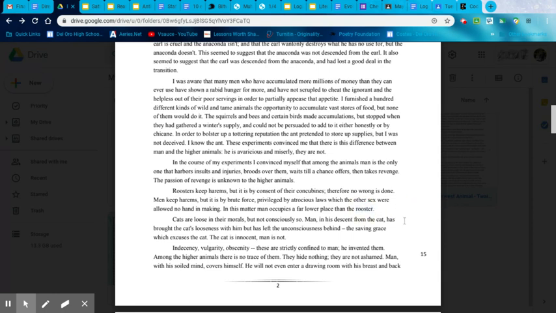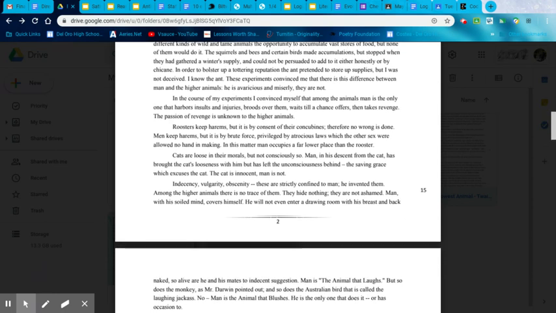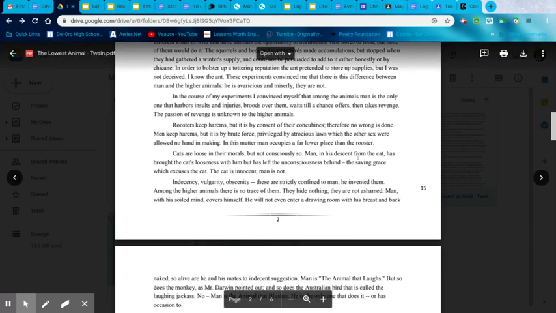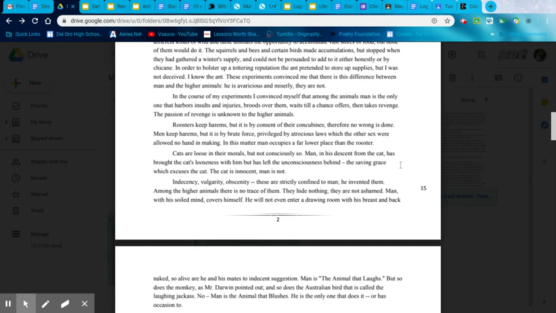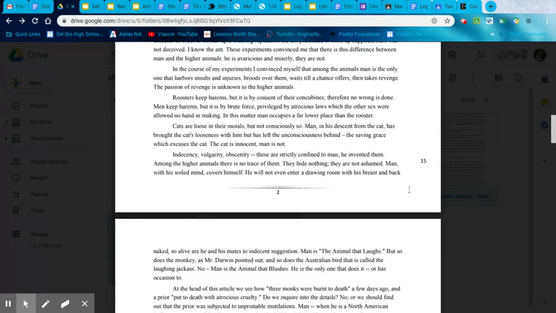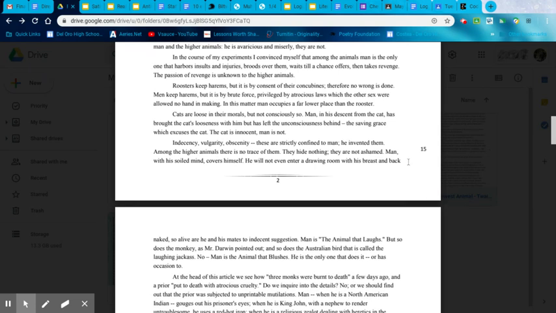Comparison here. Cats are loose in their morals, but not consciously so. Man, in his descent from the cat, has brought the cat's looseness with him, but has left the unconsciousness behind, the saving grace which excuses the cat. The cat is innocent, the man is not.